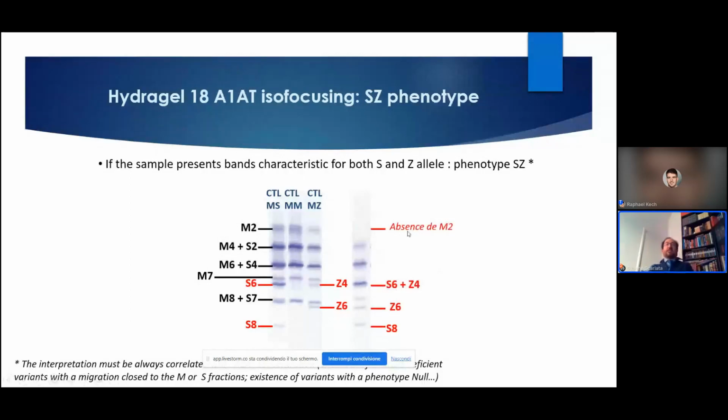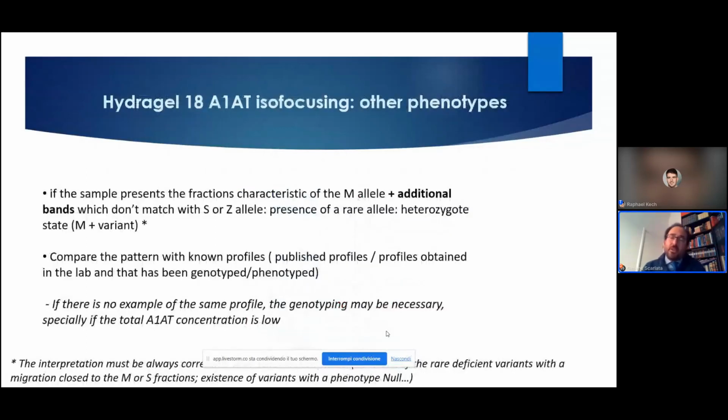Basically, you see the absence of the M2, meaning that no normal variant is occurring, and all the features of the pathological variants, meaning S6, Z4, Z6, and S8. Please keep in mind that together with the main abnormal variants, many other additional bands obtained from rare variants and variable differences obtained with rare mutations may occur.